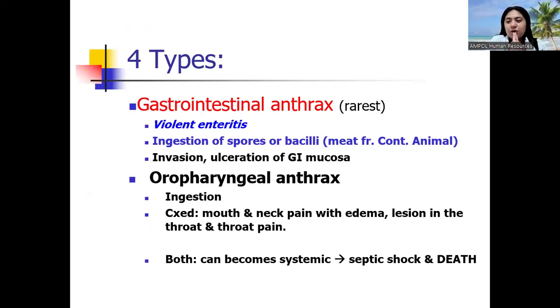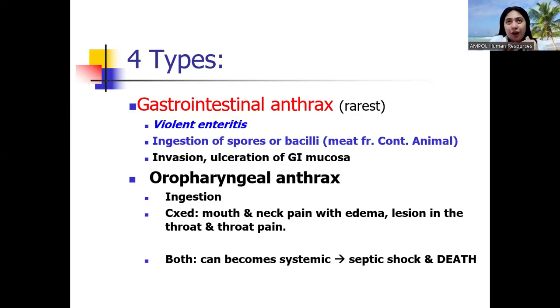Next is gastrointestinal anthrax. From cutaneous and pulmonary anthrax, we also have gastrointestinal anthrax. Though it is rare, it causes gastroenteritis that is very violent. It is acquired through ingestion of spores or bacilli from contaminated meat or animals. It causes invasion and ulceration of the gastrointestinal mucosa. The last type of anthrax is oropharyngeal anthrax, which can be acquired through ingestion, characterized by edema, mouth and neck pain, lesions on the throat, and throat pain. Both can become systemic if not treated immediately, leading to septic shock and death.